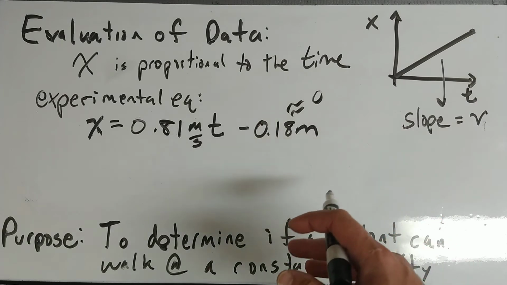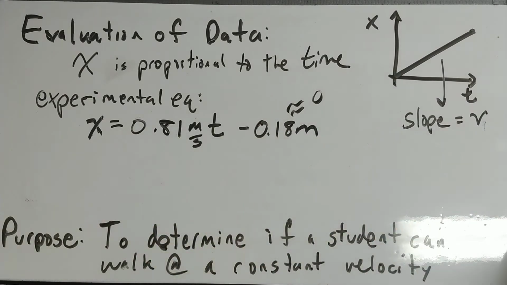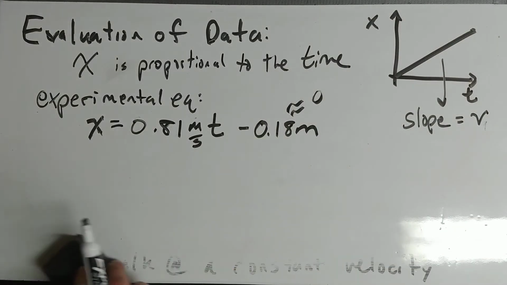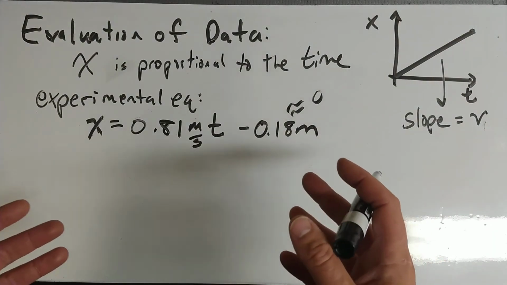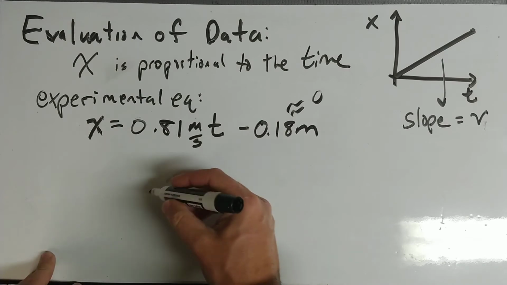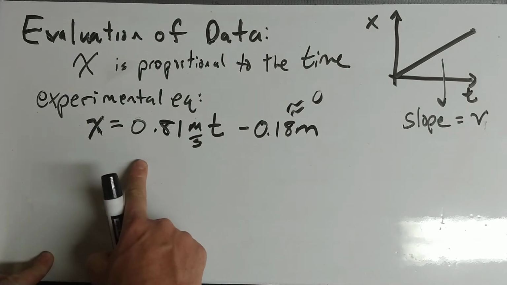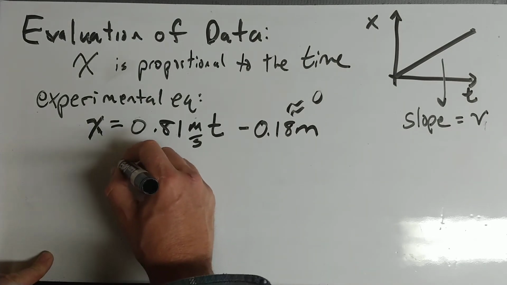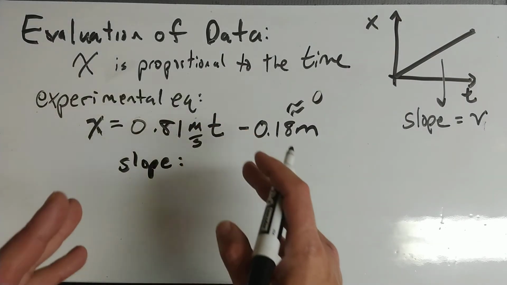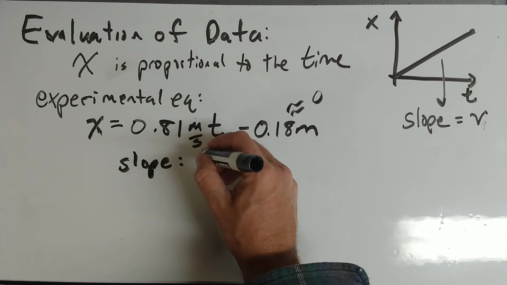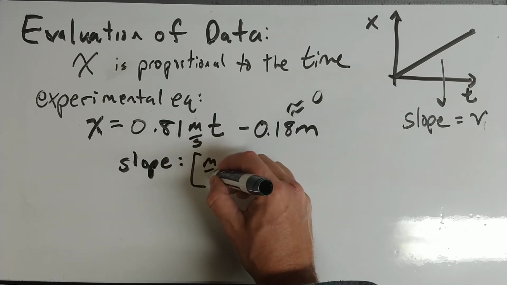So what we do with this now is we try to figure out what these variables mean in our experimental equations. Well, the units here, meters per second, that's a speed, that's a velocity, right? So this is your experimental equation. So now we're going to define the slope here. The way we try to figure out what the slope and y-intercept mean is to analyze the units first.